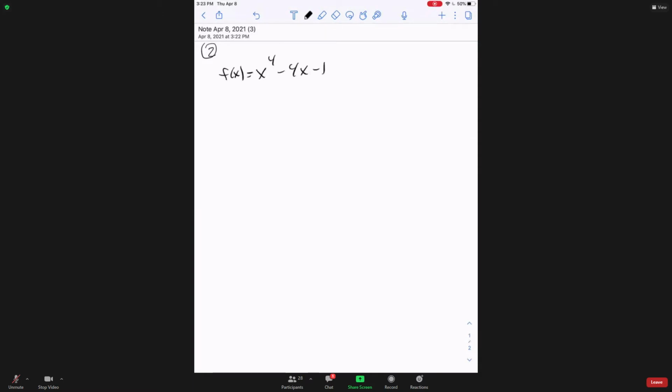All right, let me write a little bit better. So here's what you're going to do. To find the relative extrema or the local extrema, you have to find the critical points. So you take the derivative, set it equal to 0.